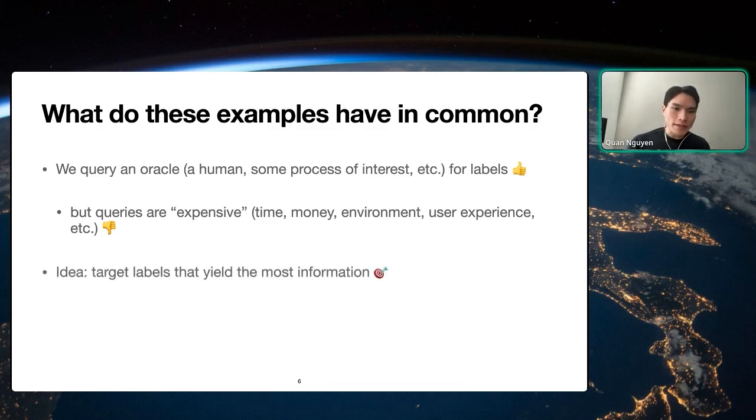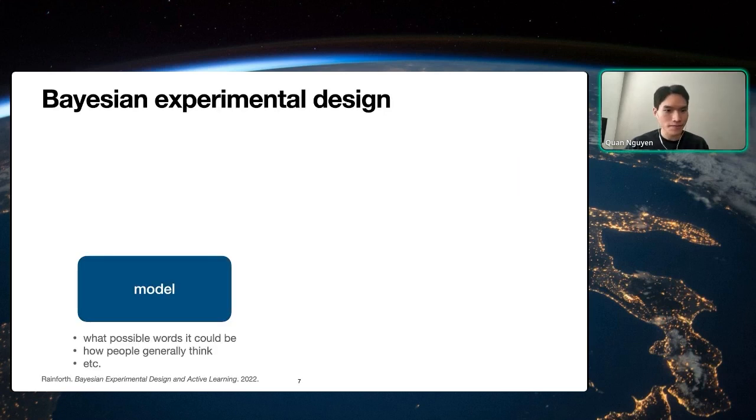So the idea here is that because queries are expensive, you want to be as efficient as possible about what you are querying. So what you want to do is to target the data points whose labels yield the most information about what you're interested in. And so far, I've been pretty vague about how to actually define what we're interested in, but we'll see some examples later. Here is just the overarching model of what we're trying to achieve.